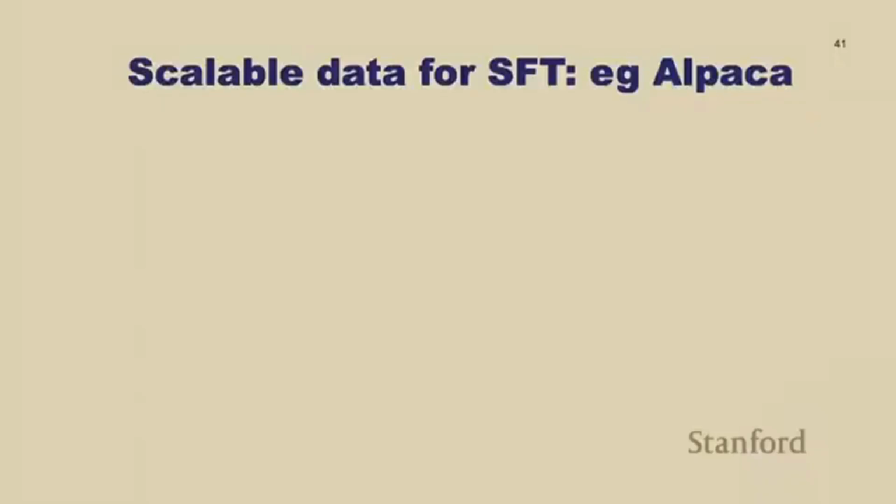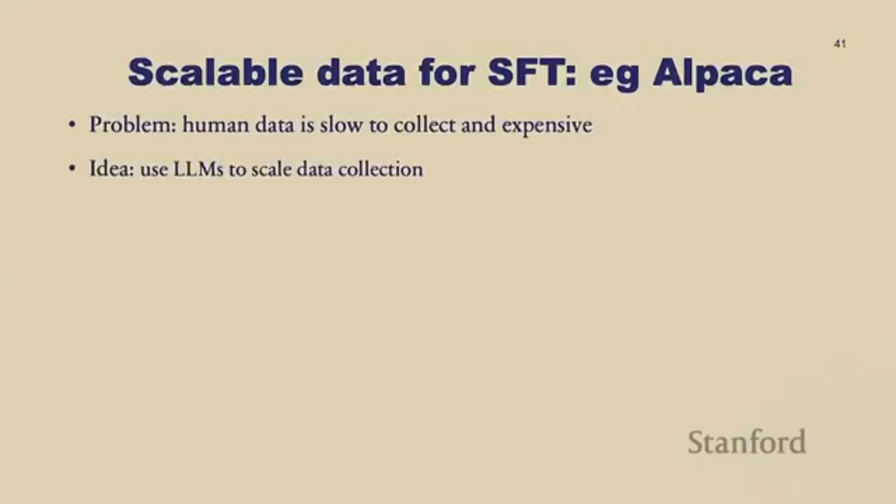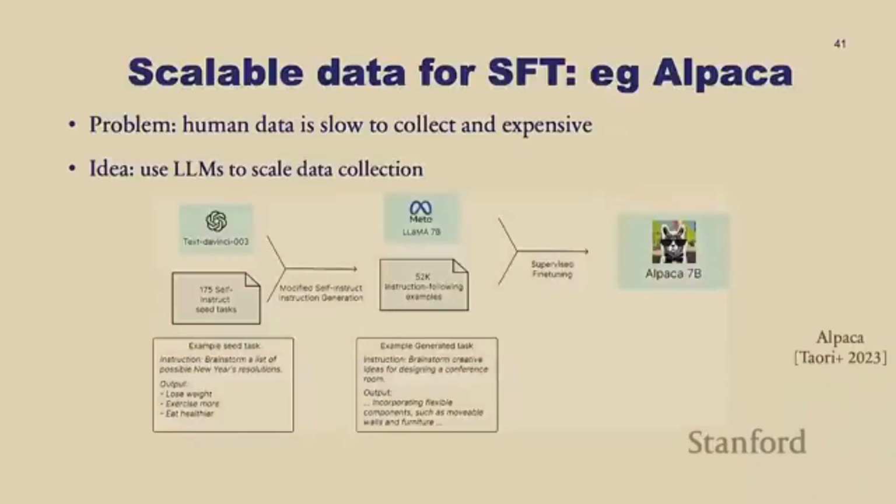So the problem with human data is that it's very slow to collect and very expensive. One possible simple idea is to use LLMs to scale data collection. That's exactly what we did with Alpaca one year ago.